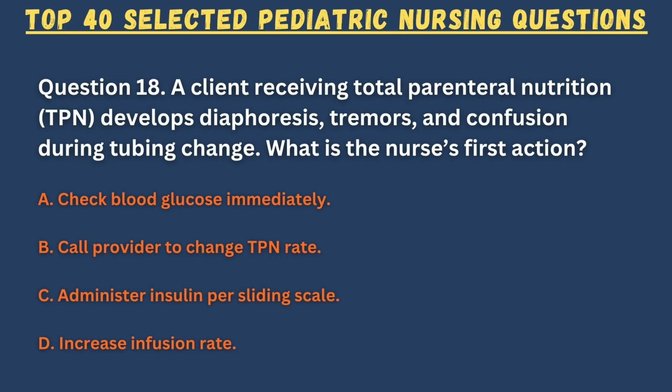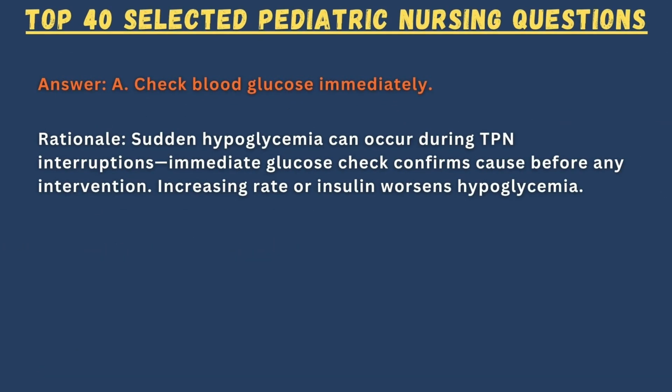Question 18. A client receiving total parenteral nutrition, TPN, develops diaphoresis, tremors, and confusion during tubing change. What is the nurse's first action? A. Check blood glucose immediately. B. Call provider to change TPN rate. C. Administer insulin per sliding scale. D. Increase infusion rate.